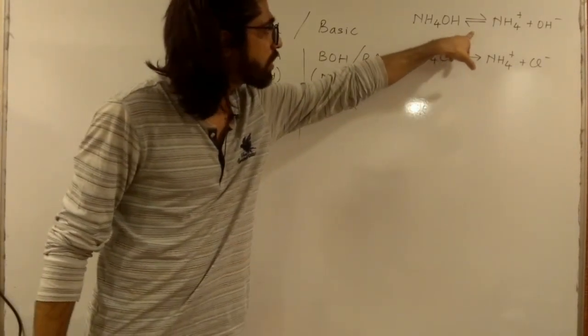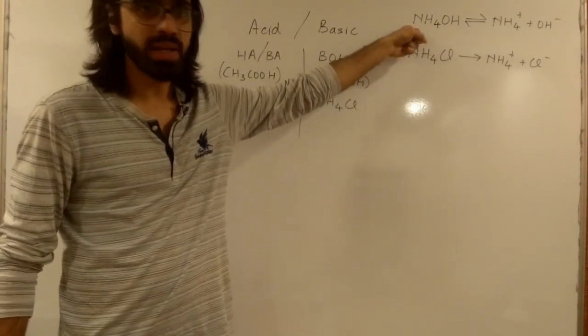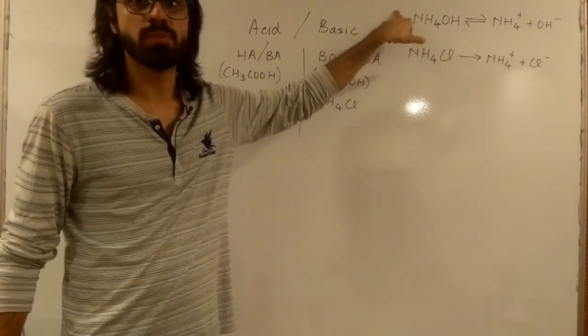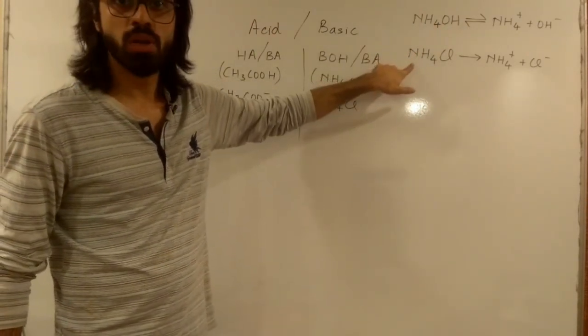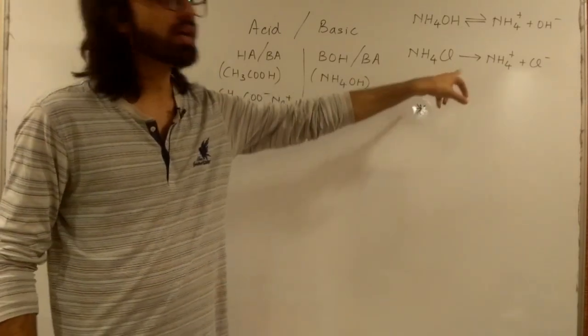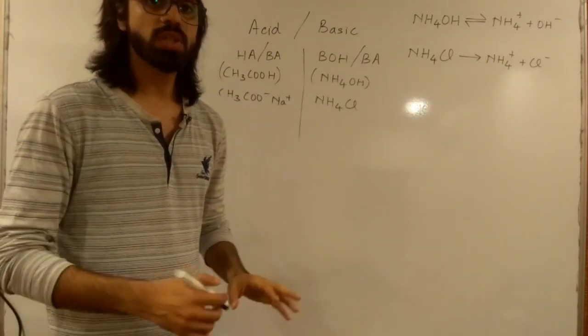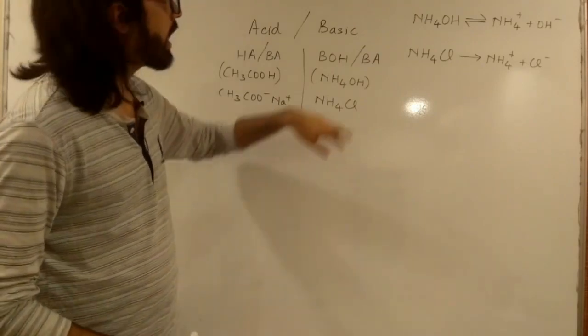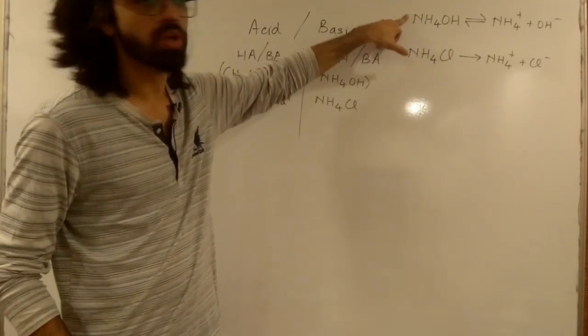A double arrow has been made because this was a weak electrolyte, and the reaction was reversible. Here it will not be reversible. No matter how much salt you take, it is going to dissociate completely into the corresponding ions. Now this is where the equations come in. I need you to write the dissociation constant for the weak base.